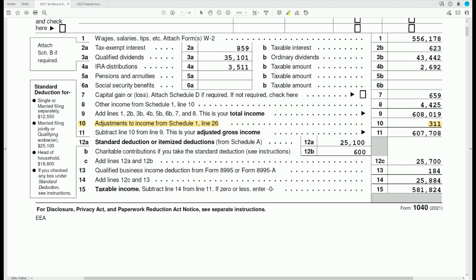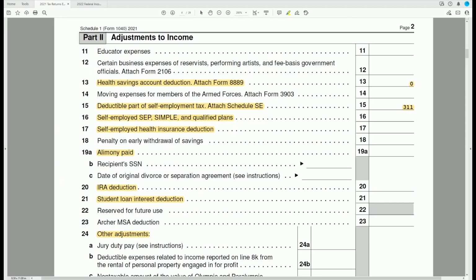These are commonly called above-the-line deductions since they are above the tax line of adjusted gross income, AGI. On Part 2 of Schedule 1, adjustments to income, you may commonly see the deduction of HSA contributions made separate from payroll, the deductible half of self-employment tax, self-employed retirement plan contributions, self-employed health insurance premiums, alimony paid from a pre-2019 divorce, deductible traditional IRA contributions, student loan interest, and various other less common adjustments.